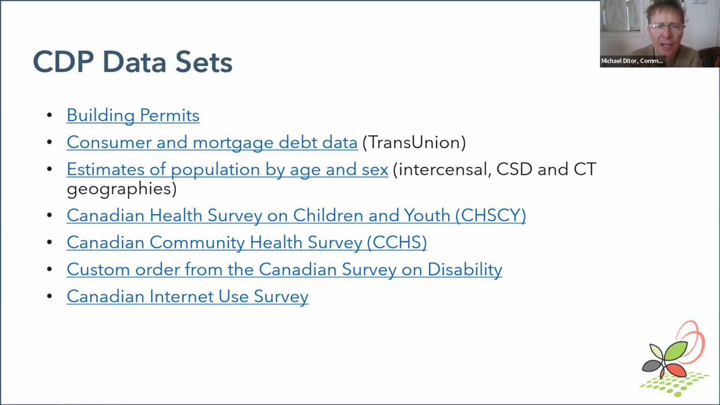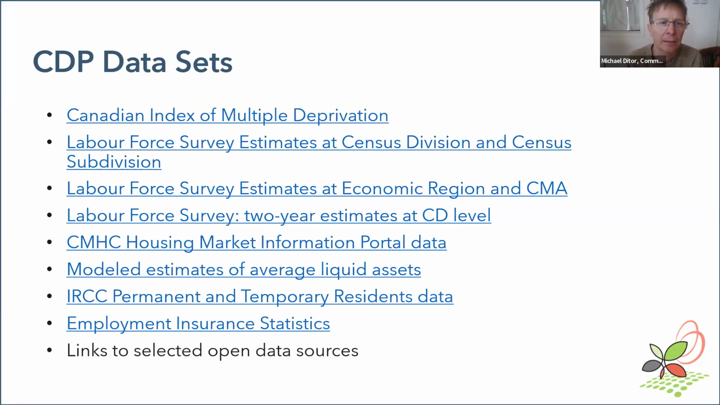We get intercensal and postcensal population estimates. It's worth noting that as of this year, you can't get the CSD postcensal population estimates by age. Some health surveys: the Health Survey on Children and Youth, the Canadian Community Health Survey, the Canadian Survey on Disability, and internet use. The index of multiple deprivation is available at the DA level, but we roll it up into a higher level of geography.